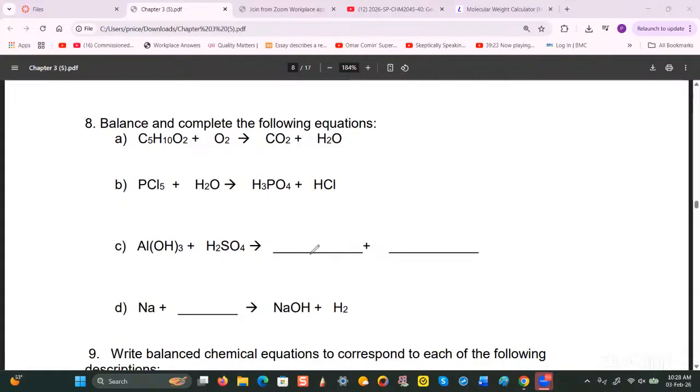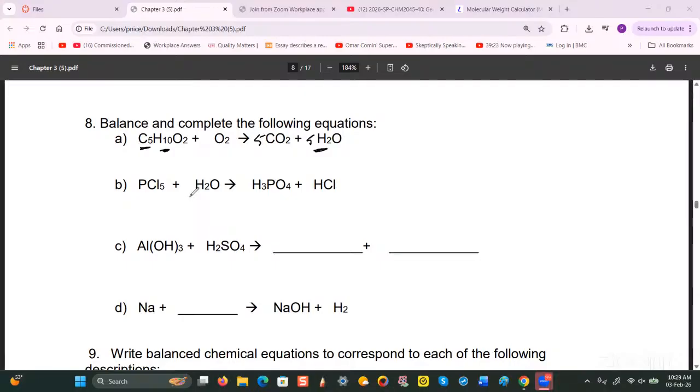Start with carbon. Okay, let's start with carbon. We have 5 carbons here, so what do you do over here? Put a 5 in front of the CO2. And let's look next at the hydrogens. We have 10 hydrogens here. So what do we do on this side here? 5. Here.